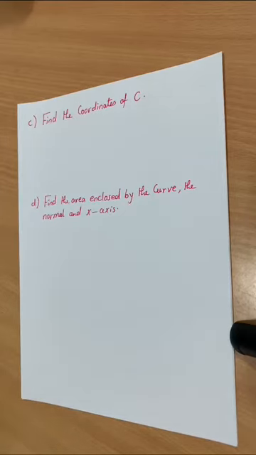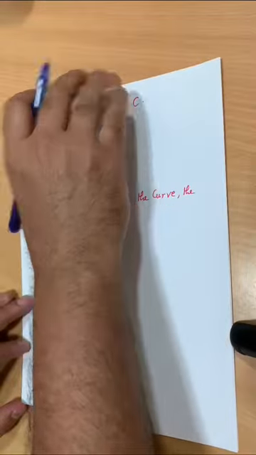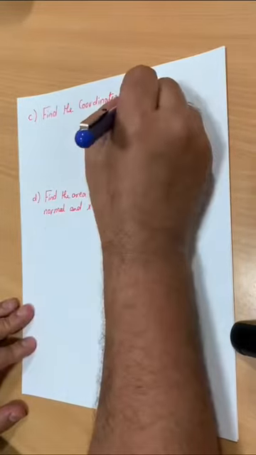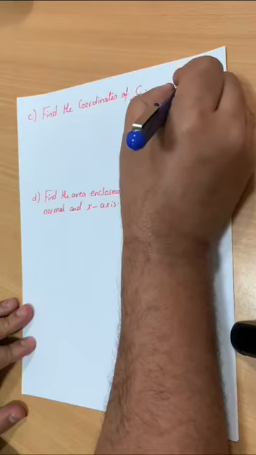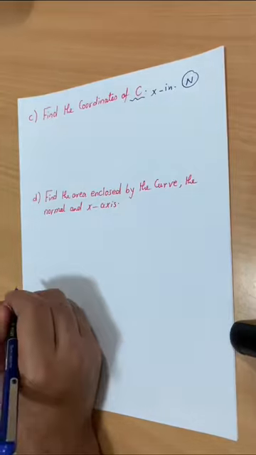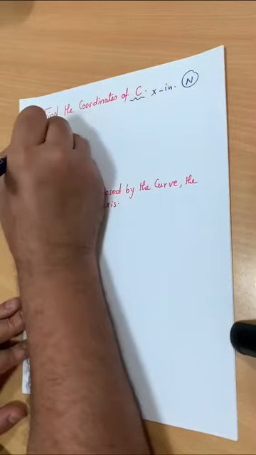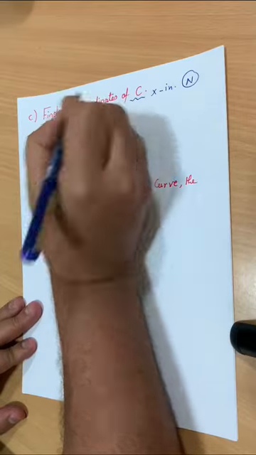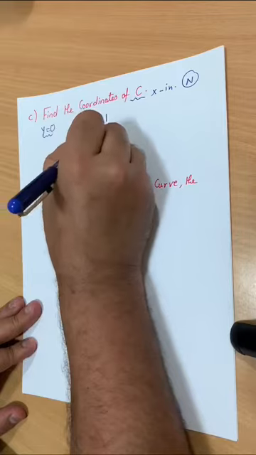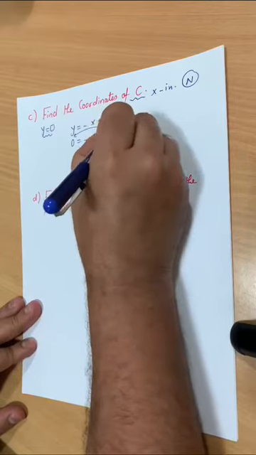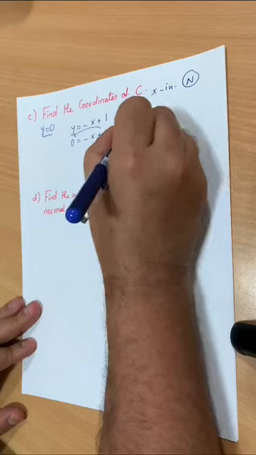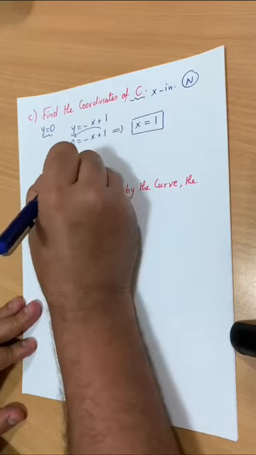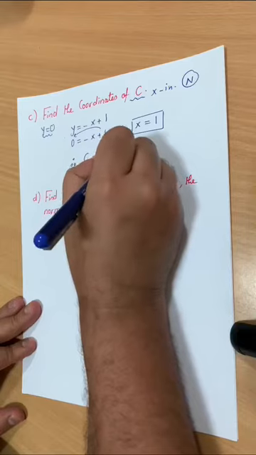Find the coordinates of the point C. I told you in the previous part, C was the x-intercept of the normal. How do you find the x-intercept of the normal? You replace y with 0, in the equation of the normal. The equation of the normal is y equals negative x plus 1. So 0 equals negative x plus 1. Move 1 to the other side, and the negative x, so x is equal to 1, which means the coordinates of the point C are 1 and 0.